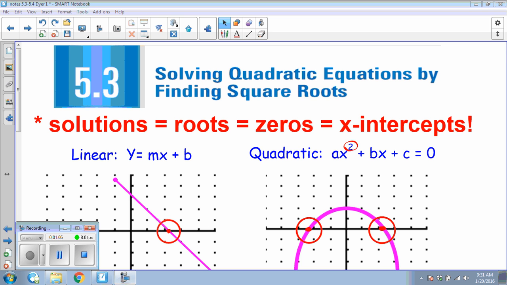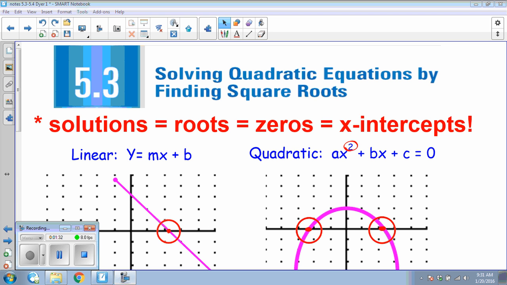And so for all of these problems, when we're solving these equations, we're going to start off solving quadratic equations. Quadratic just means the highest power squared. When we're solving these, we're trying to find those x values where that graph crosses the x-axis. And a linear equation forms a line.